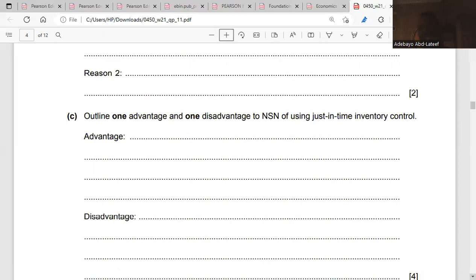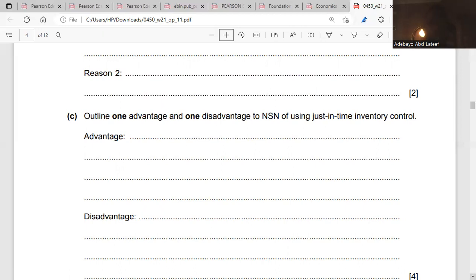So when you use just-in-time, it is a method of reducing your waste. To cut short waste, you use just-in-time. That means it is only when you want to produce that you order the raw materials. That is what just-in-time means. As soon as the order has come for your production or for the supply, you order the raw materials needed for production.